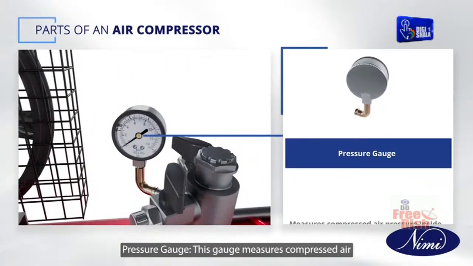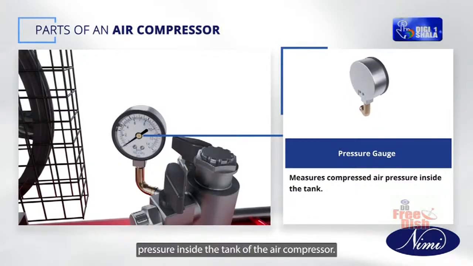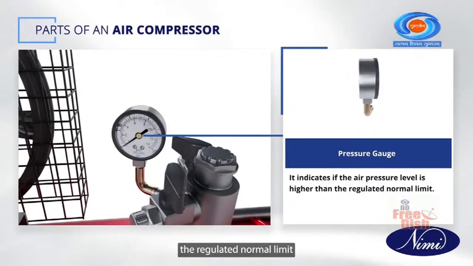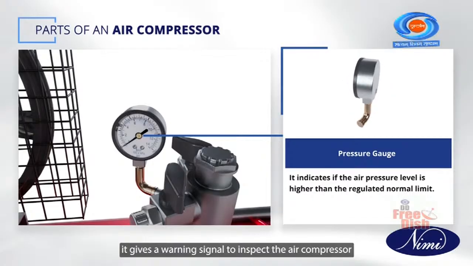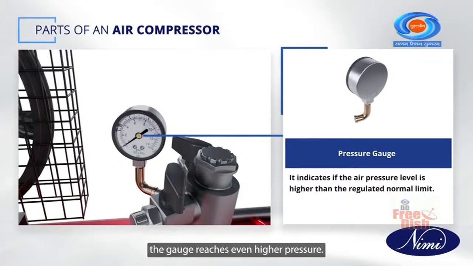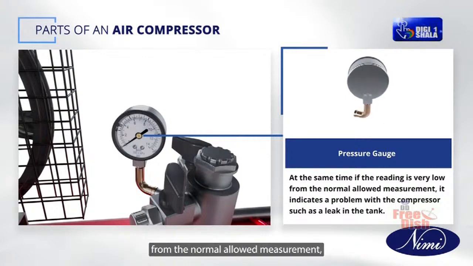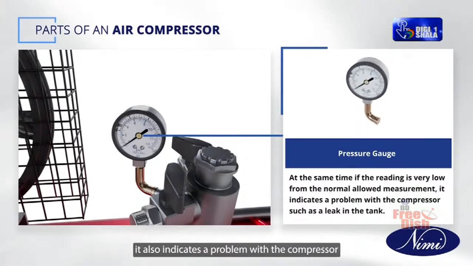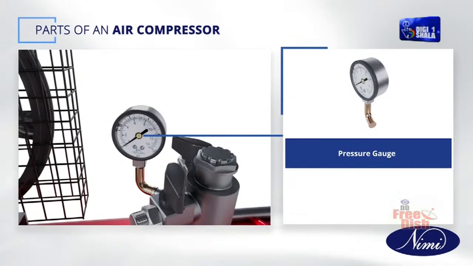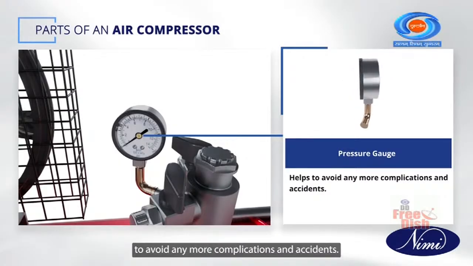Pressure gauge. This gauge measures compressed air pressure inside the tank of the air compressor. If the air pressure measurement is higher than the regulated normal limit, it gives a warning signal to inspect the air compressor or stop the compression before the gauge reaches even higher pressure. On the contrary, if the pressure reading is very low compared to the normal allowed measurement, it also indicates a problem with the compressor, such as a leak in the tank. This should also be checked right away to avoid any more complications and accidents.